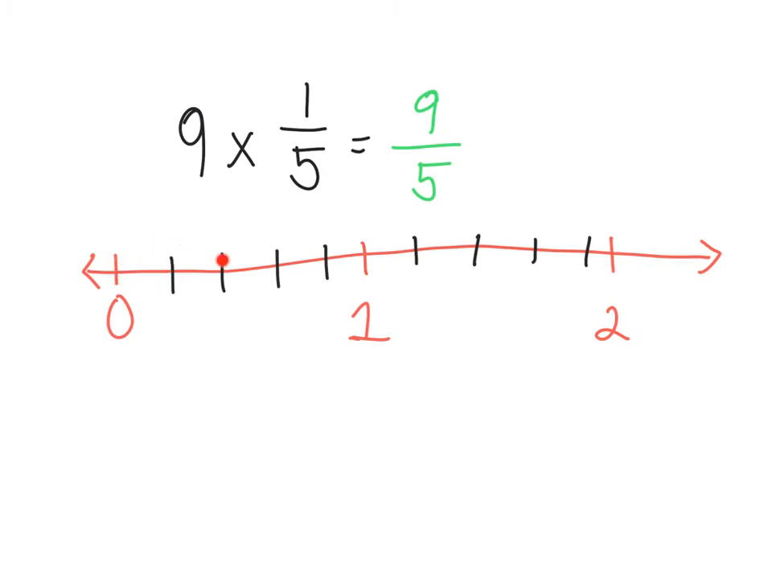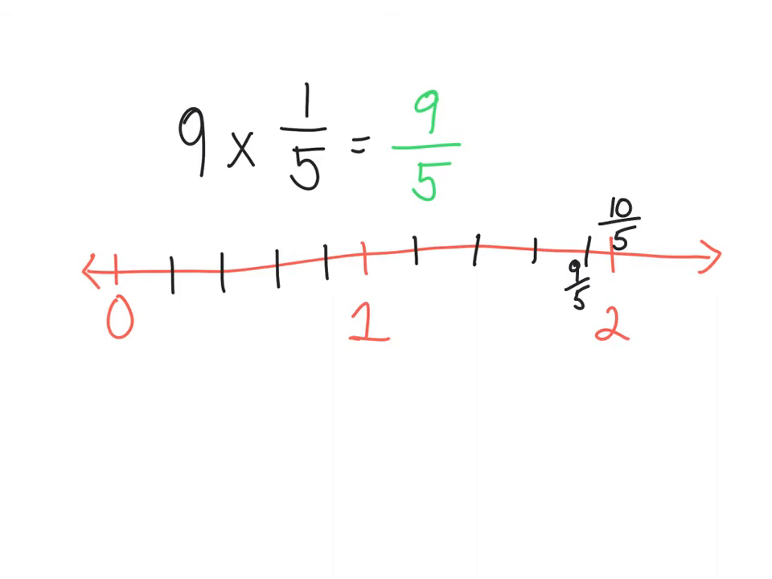1 fifth, 2 fifths, 3 fifths, 4 fifths, 5 fifths, a whole, 6 fifths, 7 fifths, 8 fifths, 9 fifths. Look at that. Here it's right before the next hole. So that next hole would represent 10 fifths. 10 fifths equivalent to 2. So this is where 9 fifths would be on this number line, right there.